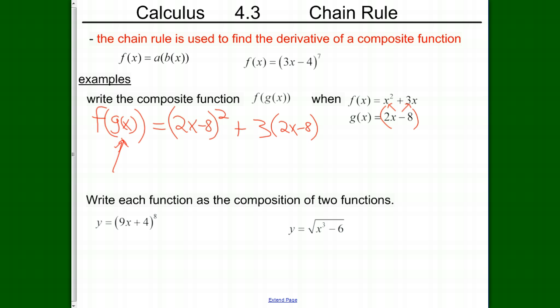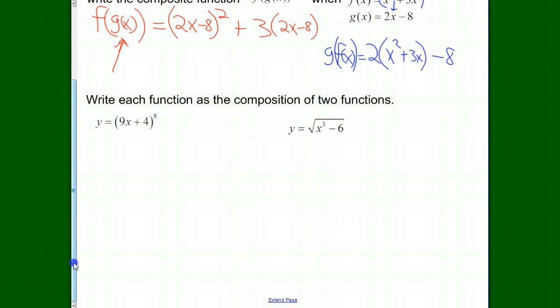And if we wanted to go the other way around, we could do g of f of x. So that means we're plugging function f into function g. If that's function f, that goes into function g wherever the variable is. So that's going to be 2 times function f, x squared plus 3x, and then subtract 8. Again, we could do some distributive property, combine any like terms if there were any, and simplify from there. Okay? So that's writing the composite function.